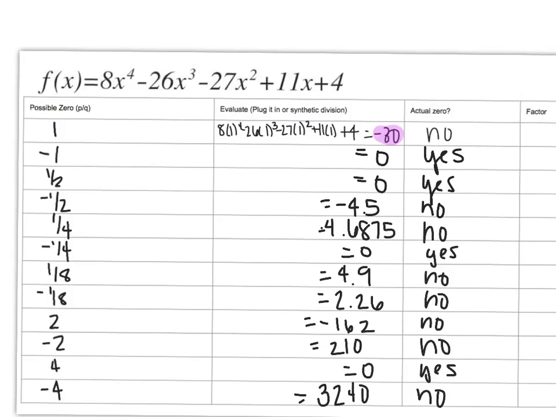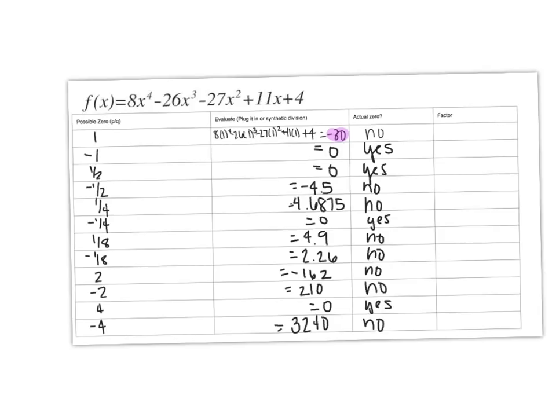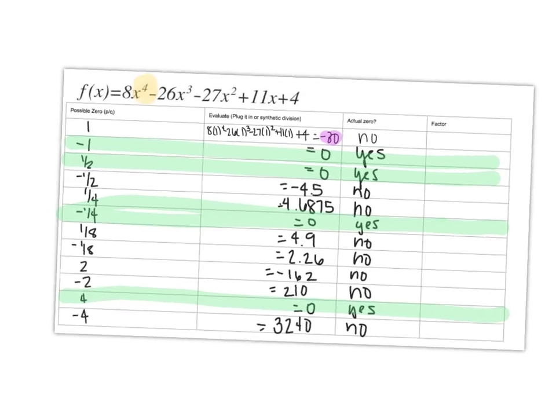So notice that when I did this, only a handful of these gave me a yes. In fact, let's count them. 1, 2, 3, 4 of them are actually zeros because they actually gave me 0. Think back to one of the questions we asked on the last page: how many zeros are we going to have here? We're going to have a max of 4. Look, I found them all. Oh my gosh, this is so wonderful.